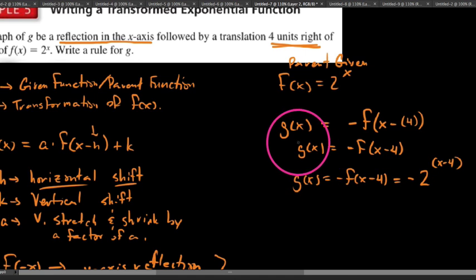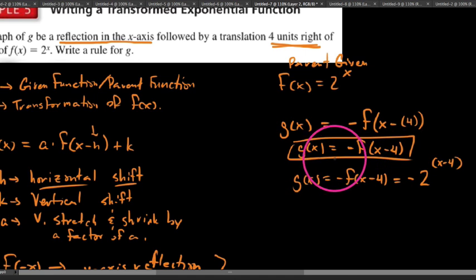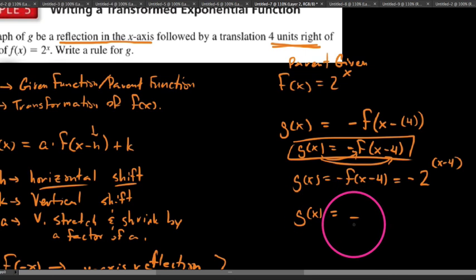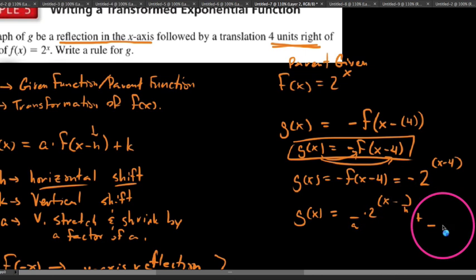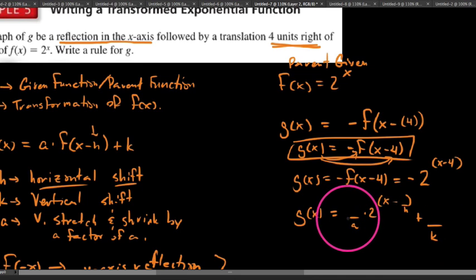What I want you to see is that generally speaking, given any function f of x, g of x could be written as an x-axis reflection and shifted 4 units to the right by saying a negative out in front, and a negative 4 in here with our x. But we could really just look at this as some a value times 2 to the power of x minus some h value, plus some k value here.